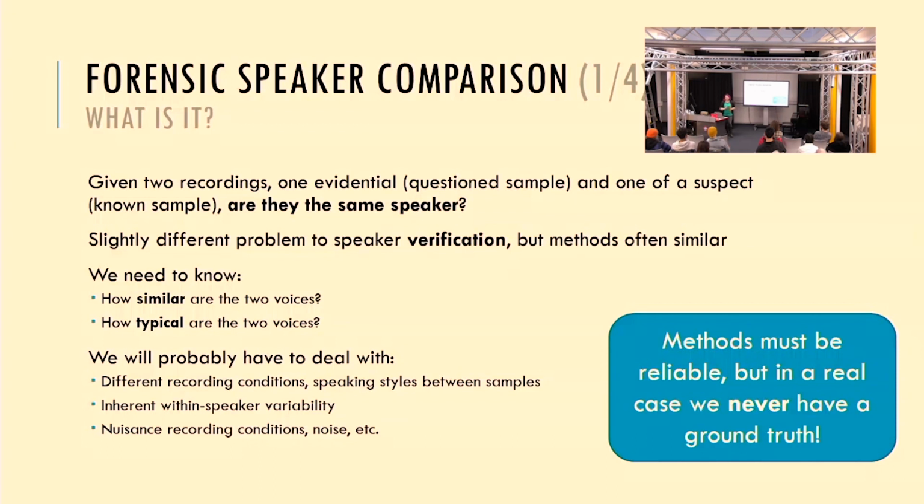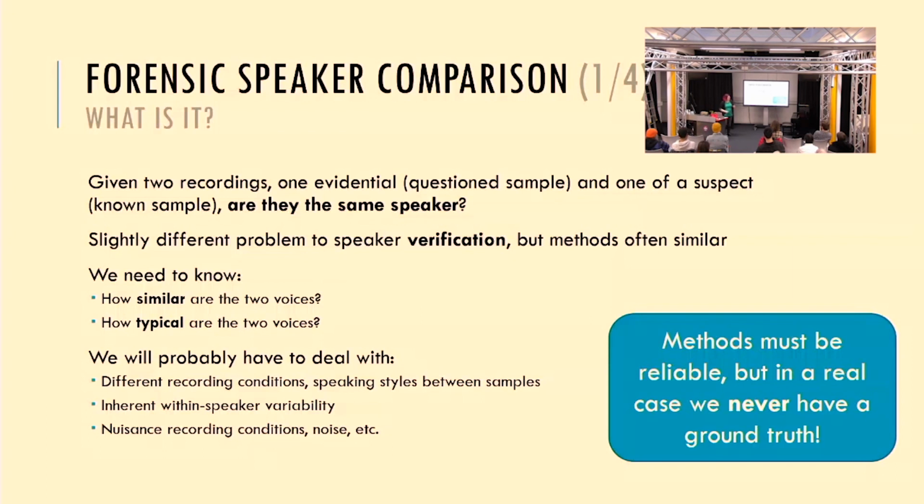First of all, we need to know how similar the 2 voices are. Okay, so you could think, this person speaks with an Australian accent and that person speaks an Australian accent. And if we don't also include how typical the voices are, then we might conclude that those 2 are the same speaker. But if we're in Australia, for instance, that's not a very good measure of speaker similarity. So we need to have both similarity and typicality.